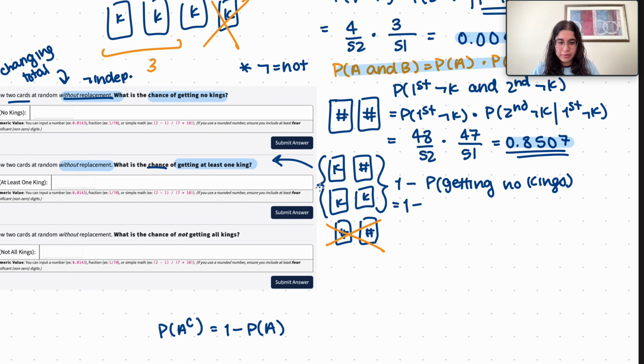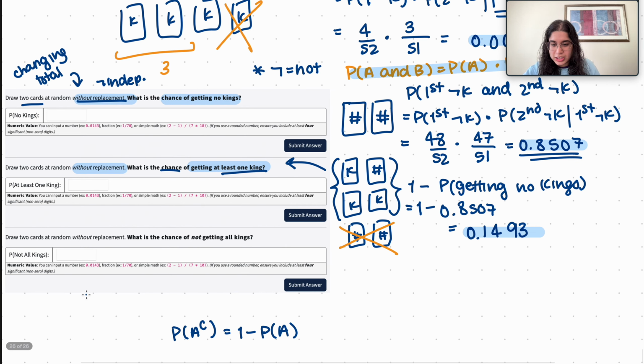And again, this is without replacement. It's going to be 1 minus 0.8507, which is 0.1493. So again here, we just used 1 minus the probability of getting no kings, because when I say getting at least one king, that means I can draw one card that is a king, or I can draw two cards that are kings. I just cannot draw any cards that are not kings.